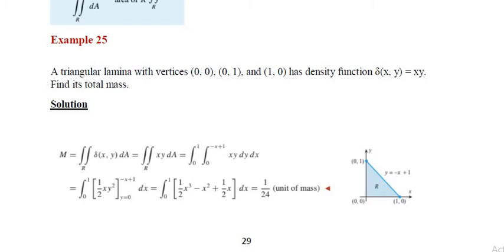In order to find the limit of y, we have to take the vertical strip. For a vertical strip, the limit varies from the bottom portion to the top portion. The bottom part is touching the line y equal to 0, and the top part is touching the line y equal to minus x plus 1. So x varies from 0 to 1 and y will vary from 0 to minus x plus 1. After evaluating the integral, you will get the mass as 1 by 24 unit of mass.